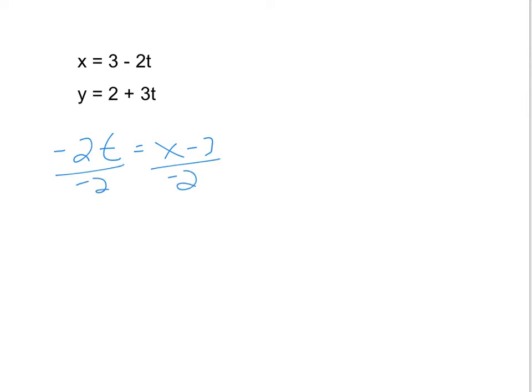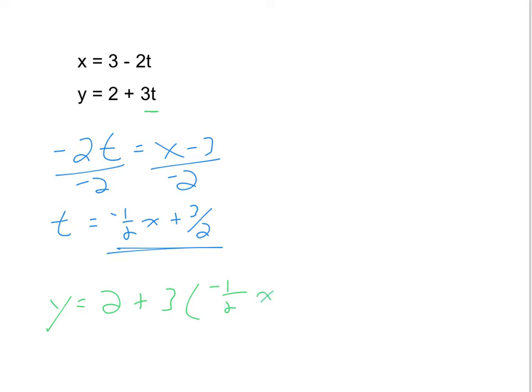So now, do you agree? I get t is equal to -1/2 x plus 3/2. I'm now going to take this and plug it in for t right here in y. So I have y is equal to 2 plus 3 times t. Well, t is negative 1/2 x plus 3/2.